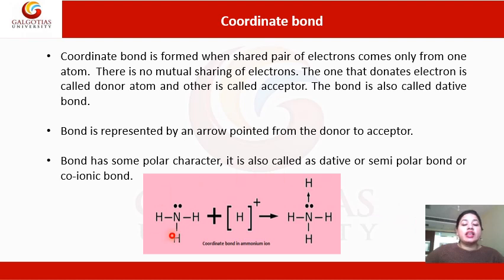Let us see an example of how the coordinate bond is formed. When ammonia reacts with a hydrogen ion, nitrogen has a lone pair. It donates the lone pair towards the hydrogen. So the donor is nitrogen and the acceptor is hydrogen. Then a bond is formed, which is called a coordinate bond, in the ammonium ion.